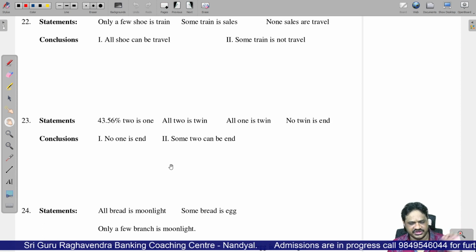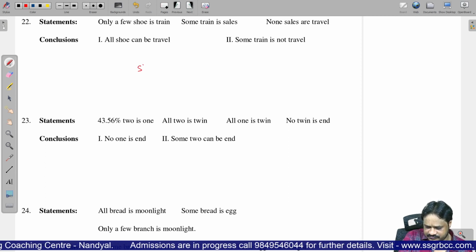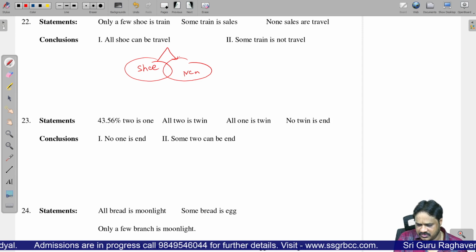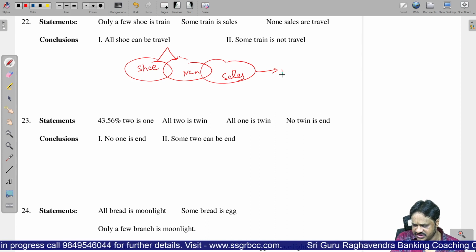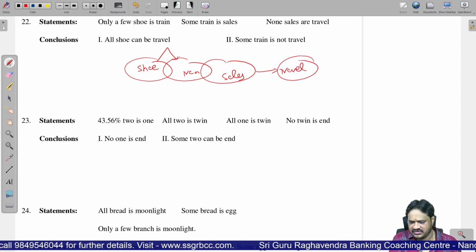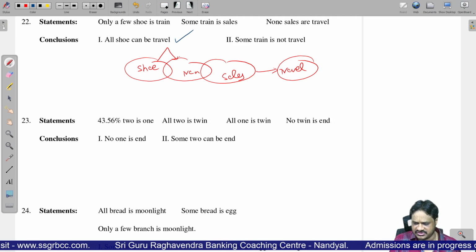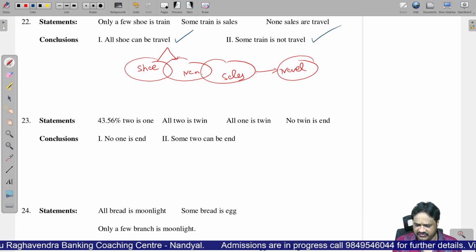Only few shoe is train. Some train is sail, no sail is a travel. First one, all shoe can be travel. So there is no relation between shoe and travel. Therefore, first one definitely follows. Some train is not travel. No sail is travel. Inside sail, some part of train is there. Second one also definitely follows. So both 1 and 2 definitely follow.